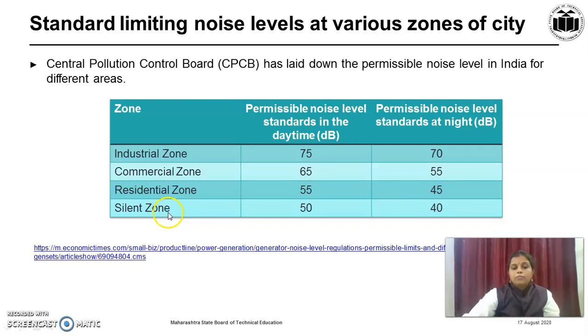And very important, silent zone, which is actually the hospital, school, and court areas. At daytime the noise level or sound level limit is 50 decibel and at night time the limit is 40 decibel. These are the standard limiting noise levels at various zones of a city according to the Central Pollution Control Board, that is CPCB.